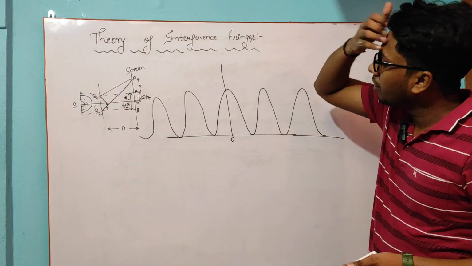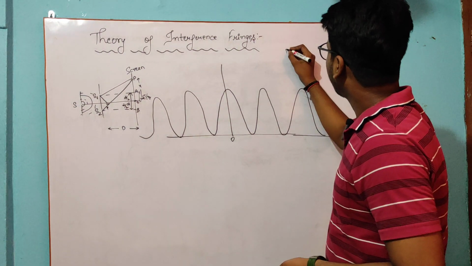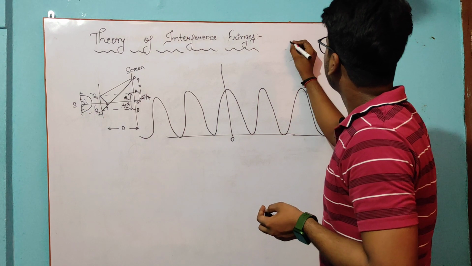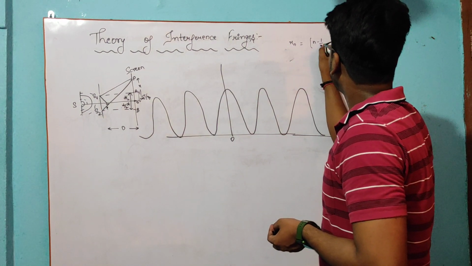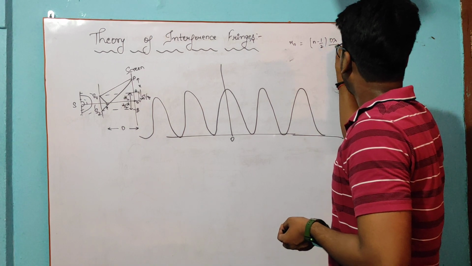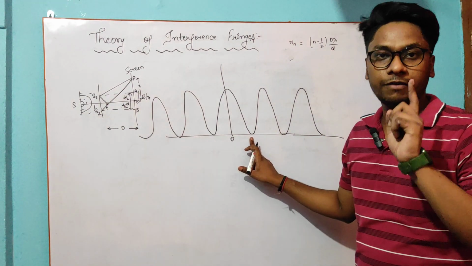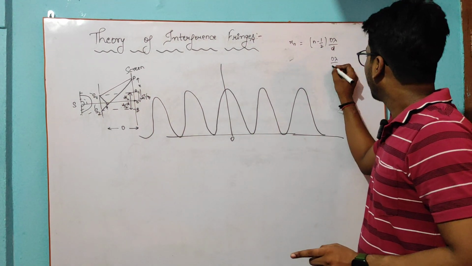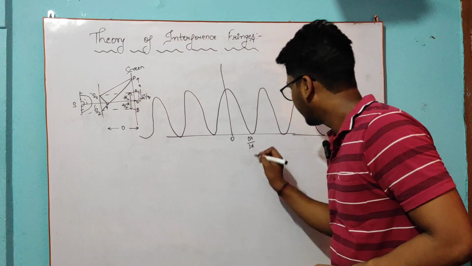Now, where does the first minima occur? The first minima occurs at D lambda upon 2d. Why? Because xn is (n minus 1 by 2) D lambda upon d. So this is the first minima, that is the first destructive interference. Put n equal to 1 here, and we get D lambda upon 2d.